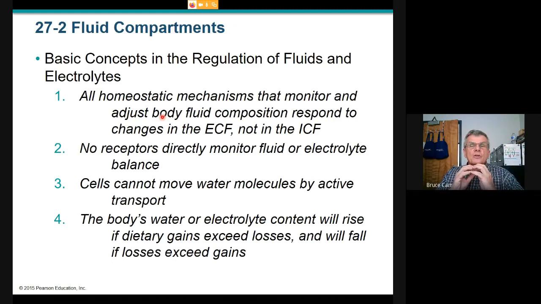Well, remember back to the basic definition of intracellular fluid and extracellular fluid. Intracellular fluid is trillions of tiny droplets. Extracellular fluid is one big pool. So the body tracks the composition of extracellular fluid because it's much more general. You would have to have separate receptors in each cell to track intracellular fluid. No receptors directly monitor fluid or the electrolyte balance, the different concentrations of the different electrolytes.